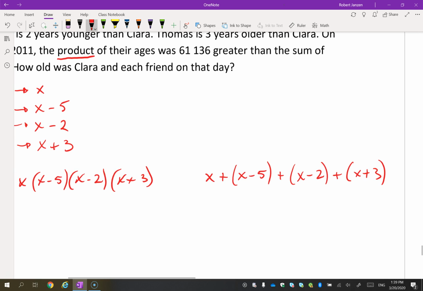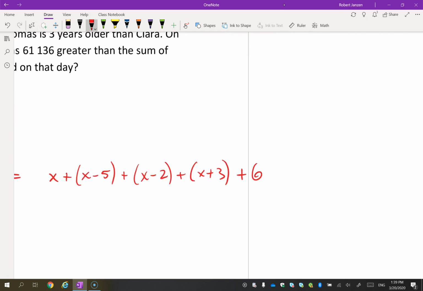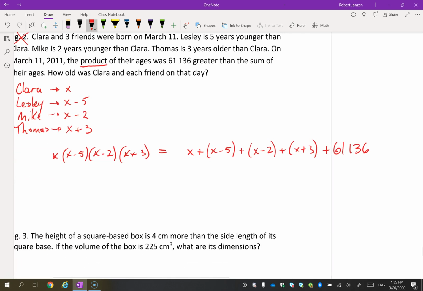Well, which one's bigger? The product was bigger. So not equal, bigger. How much bigger? Well, this one I would have to add 61,136 to. And now you have an equation.